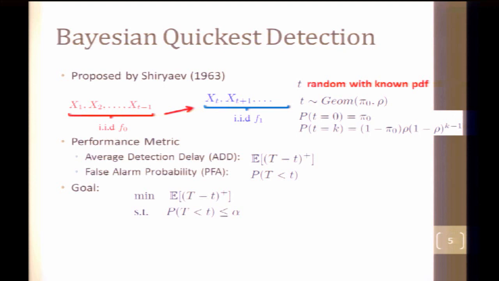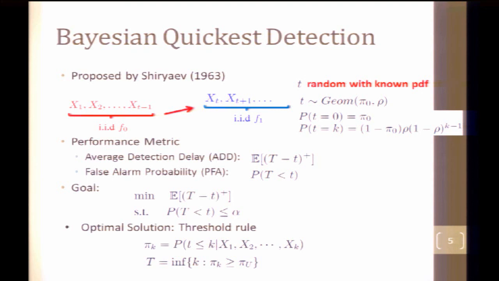So again, the goal is to minimize the average detection delay, subject to the probability that the false alarm is less than or equal to alpha. For this kind of Bayes problem, it's kind of easy. This problem has been solved. So the optimal solution is very simple.